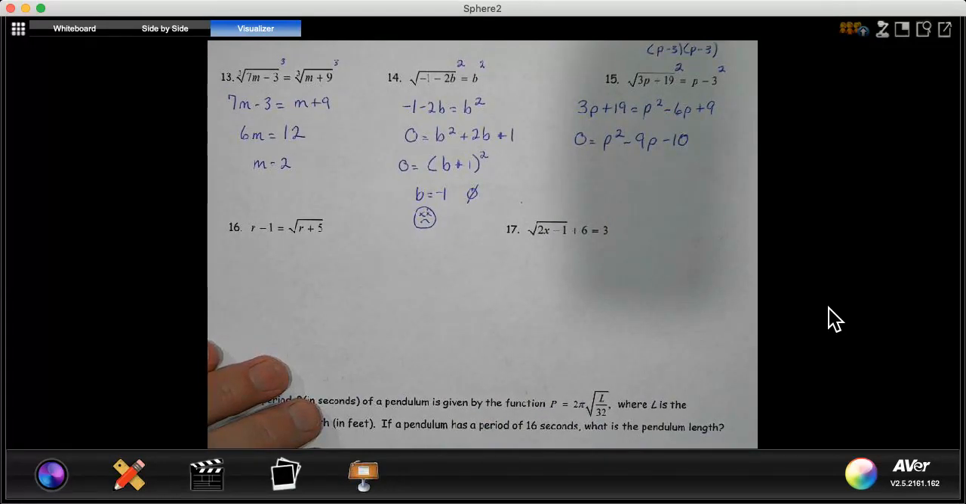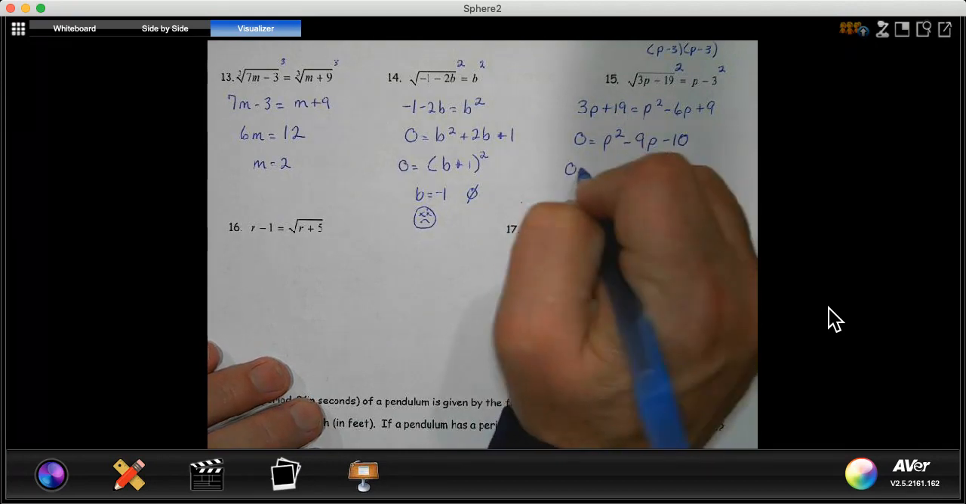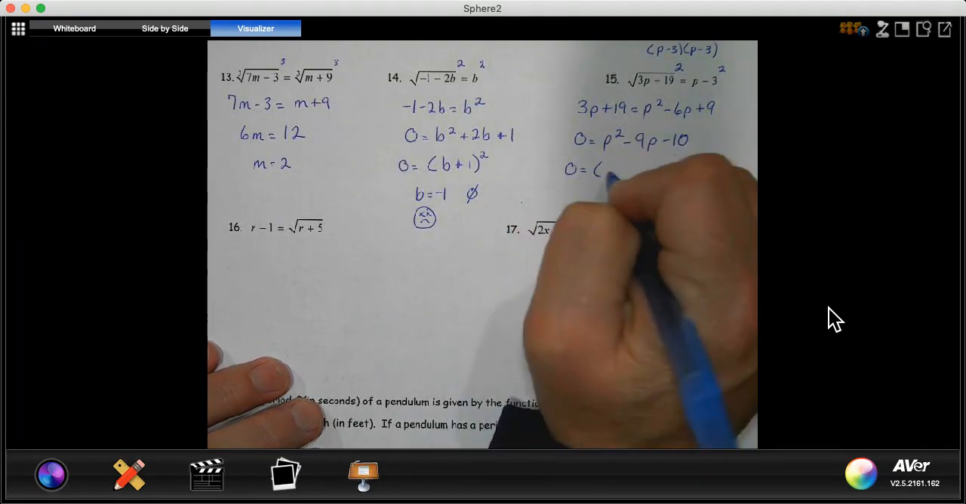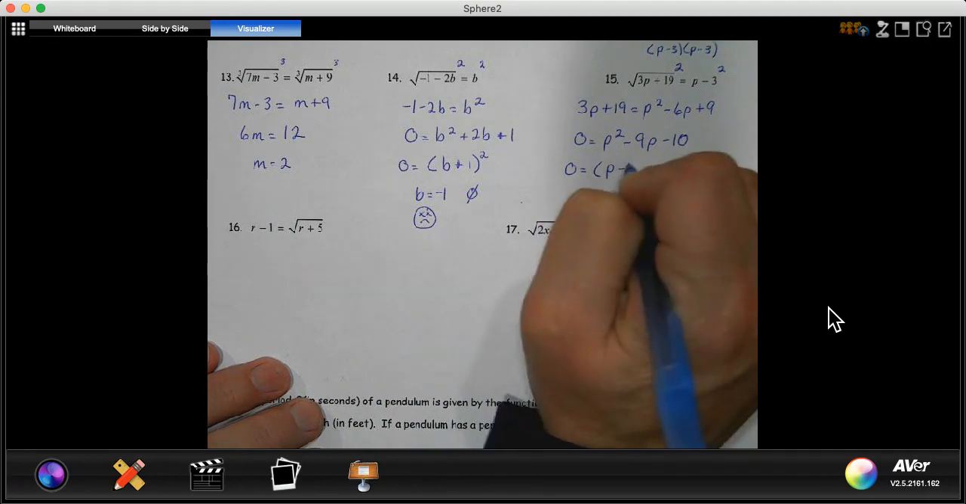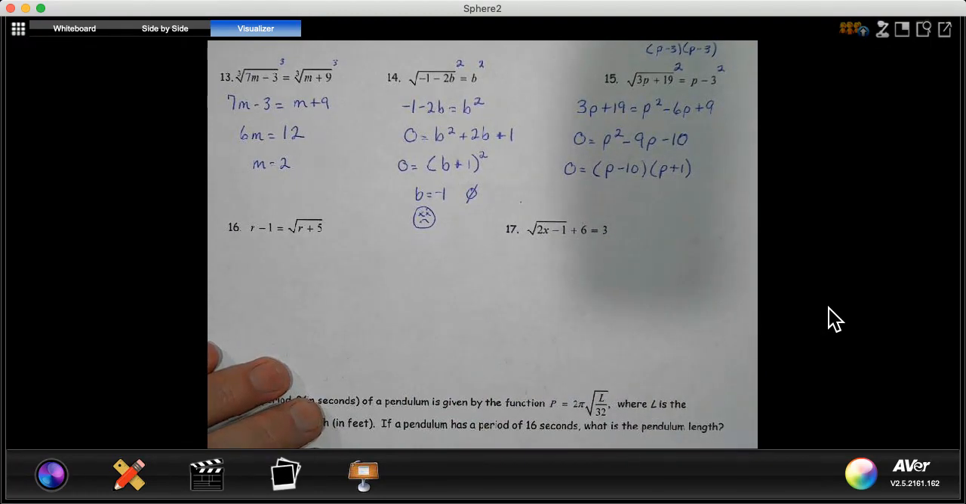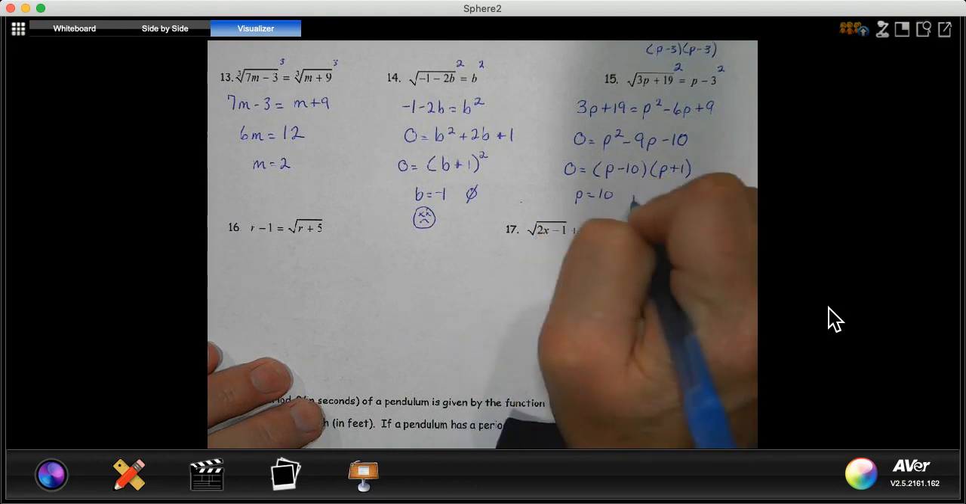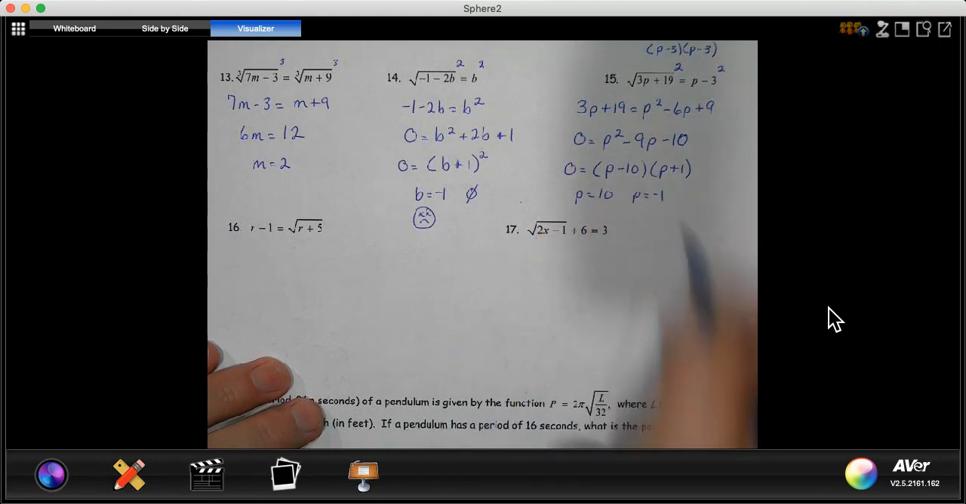Okay? We gave you some tips and pointers to how to solve quadratics. Factoring is by far the fastest and the easiest. So I think it goes p minus 10 and p plus 1. That gives me my correct first, outers, inners, and last. So I FOILed the top. Now I backwards FOIL it, which gives me my zeros: p is 10 and p is negative 1.